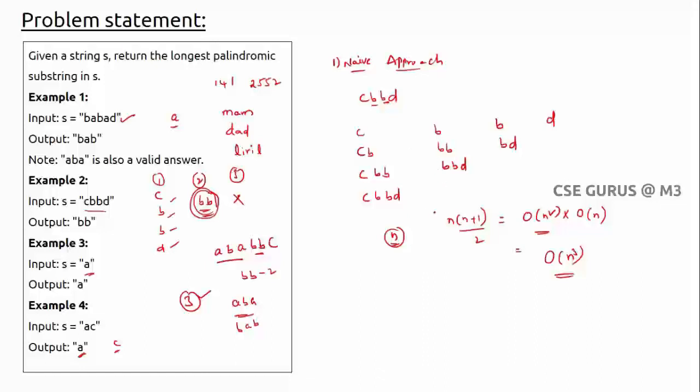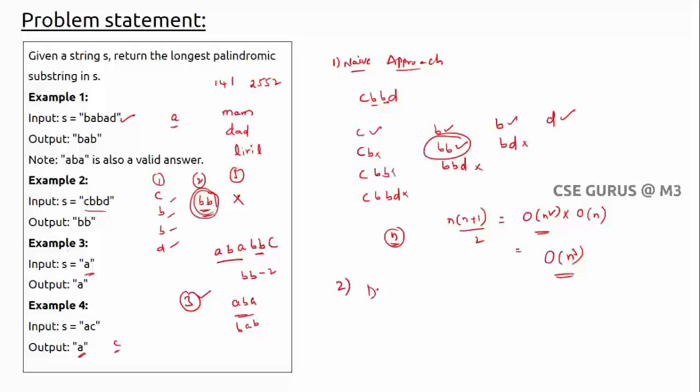So what is the longest palindrome in this? You are checking everything. This is not, this is not, this is not, this is not, this is, sorry, this is yes. So this is yes, this is not, this is yes, this is not, this is yes. Out of this, what is the longest? BB will be your answer. So this is a naive approach.